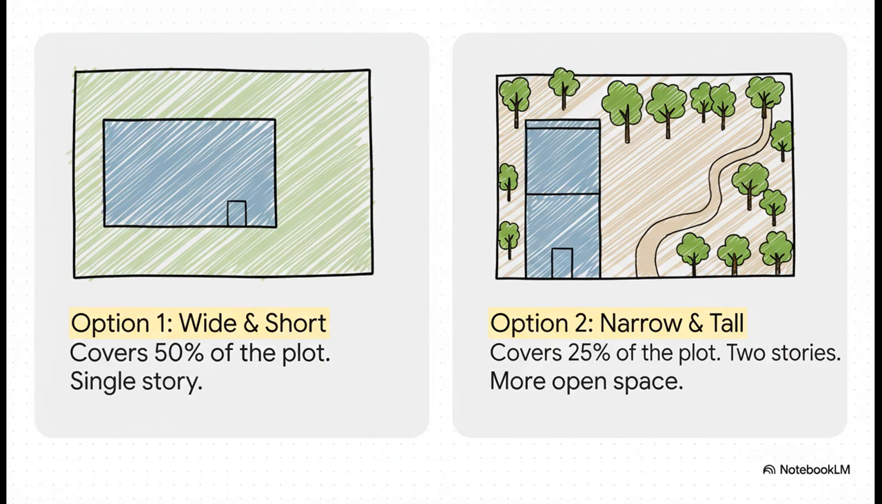Now, here's where it gets interesting. It's how you can use that 5,000 square feet. You could build a wide, single-story building that covers half your plot, or you could decide to build a taller, two-story building on a smaller footprint. That leaves you with more open space, like a bigger yard. See? The FAR gives you that design flexibility.